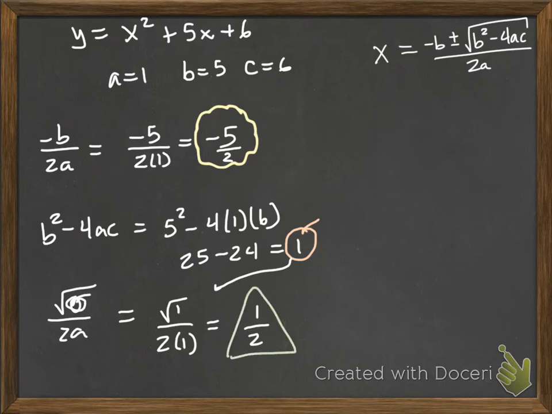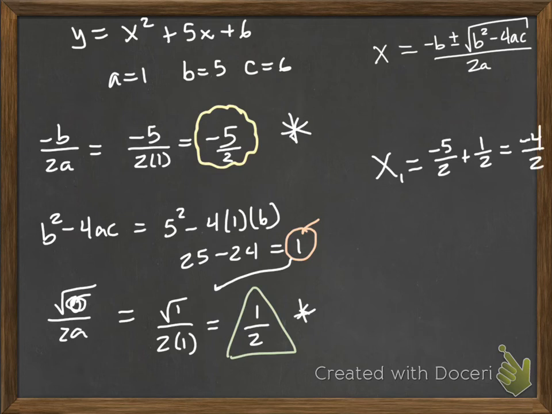So then my 2 answers, I'm just going to use this one, then this one, right? So x1, I'm just going to take what I got in my yellow cloud, so negative 5 over 2, and I'm going to add it to the bottom one, which is 1 over 2. So negative 5 plus 1, that gives me negative 4 over 2. So my x1 is negative 2.